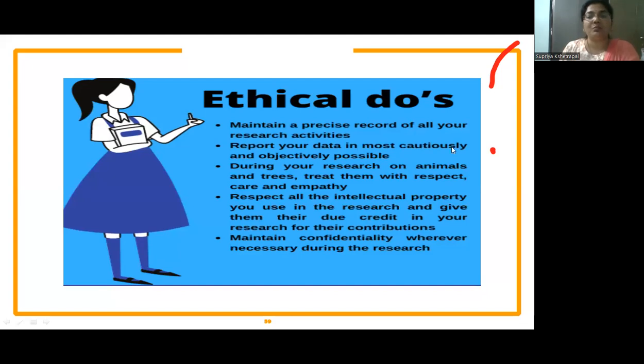Report your data most cautiously and objectively, and during your research on animals, trees, treat them with respect and care and empathy, those who are related with biology and all, and respect all the intellectual property you use in the research and give them due credit in your research for their contribution.